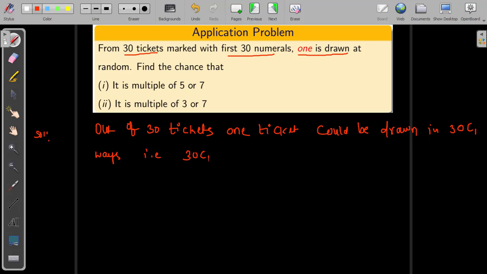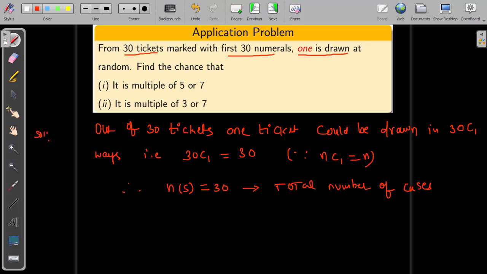30C1 equals 30, since we know that as per the combination rule, nC1 equals n. This is our total number of cases. Therefore, n(S) equals 30, which represents the number of sample points, or the total number of cases.